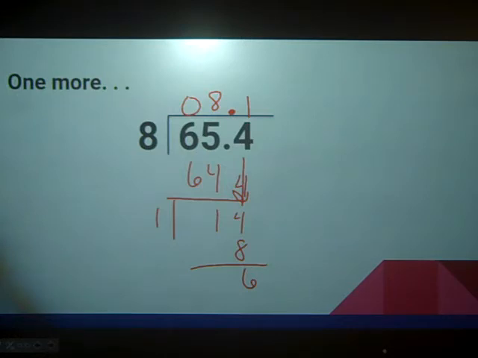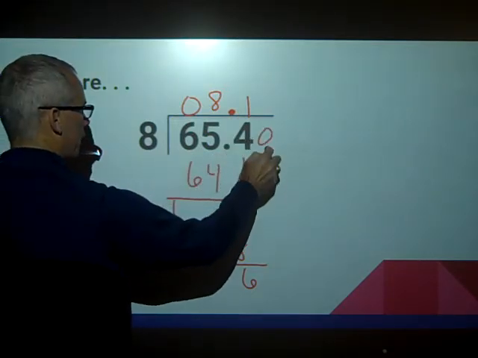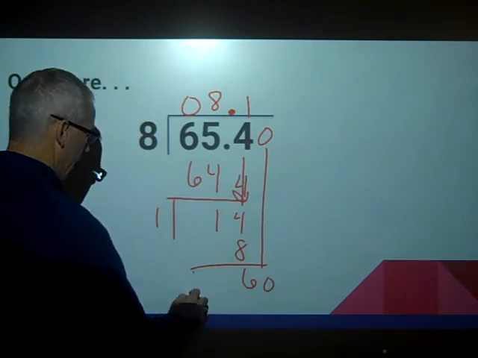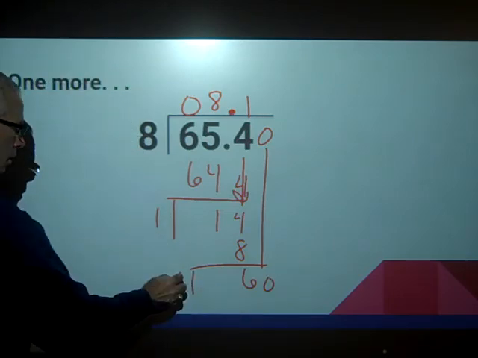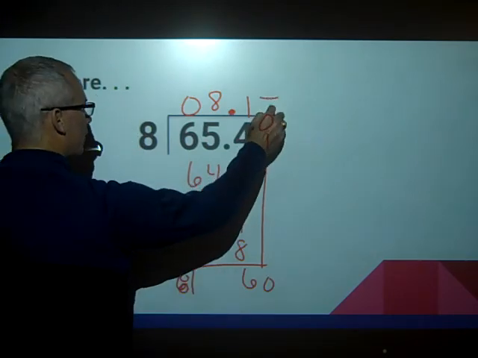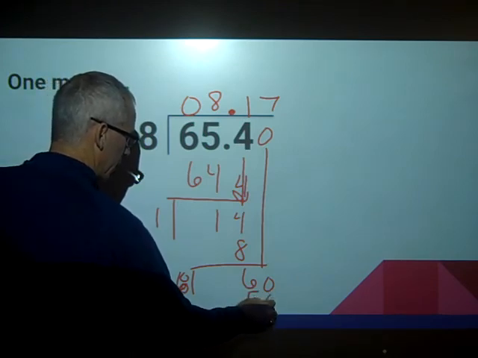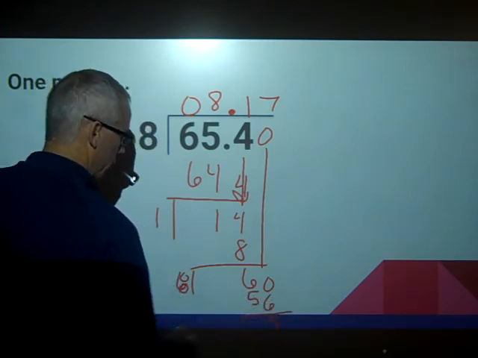Anybody get 8 and 1 tenth remainder 4 or remainder 6? Nope. Can I have a remainder? Nope. So what do I need to do? Add a 0, and bring that 0 down. Then 8 goes into 60 7 times. 7 times 8 gives me 56. Remainder 4.